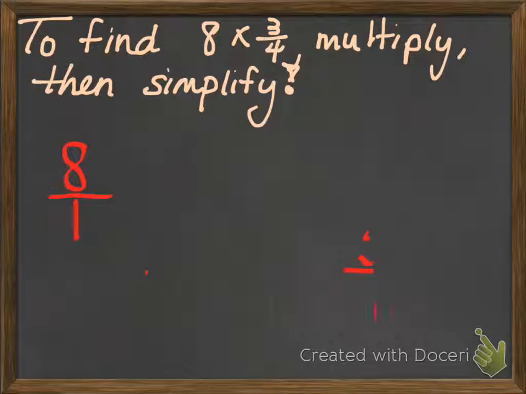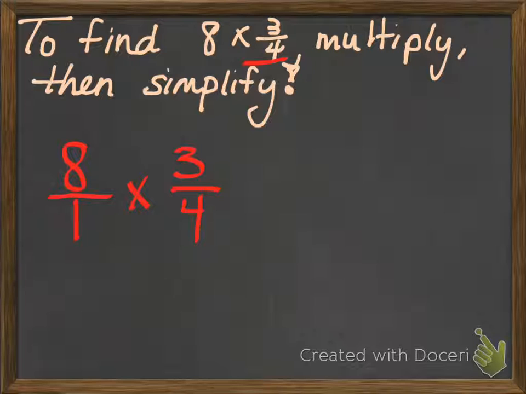So it doesn't matter what whole number you have. You could have 100 over 1, 1,000,000 over 1. It still equals 100 or 1,000,000, but each whole number is really a fraction over 1. And I'm going to multiply that times my other number, 3/4. So I'm going to multiply 8 times 3/4.